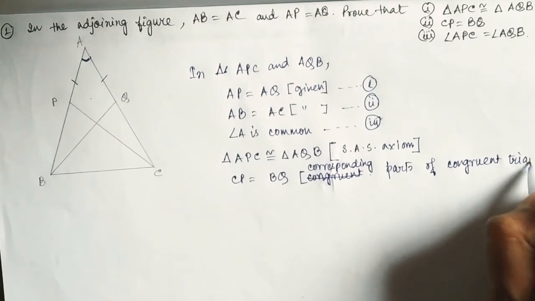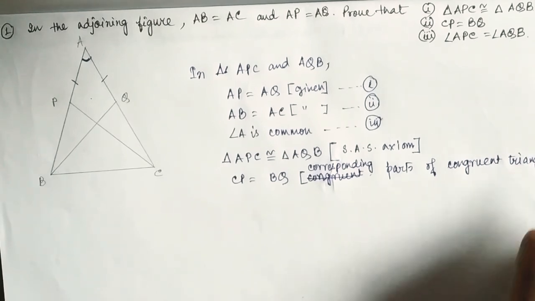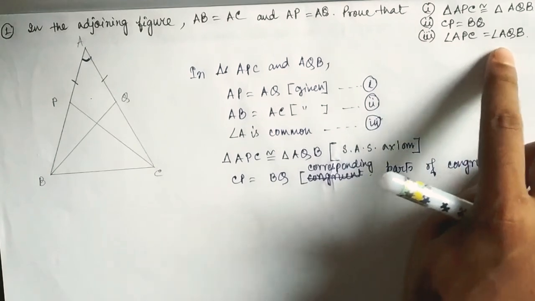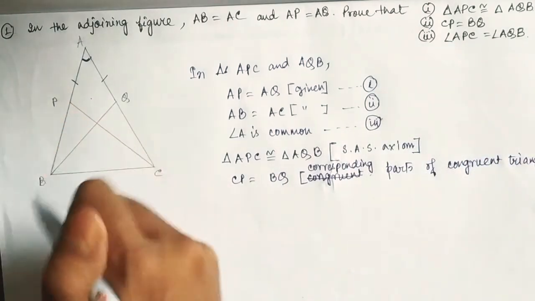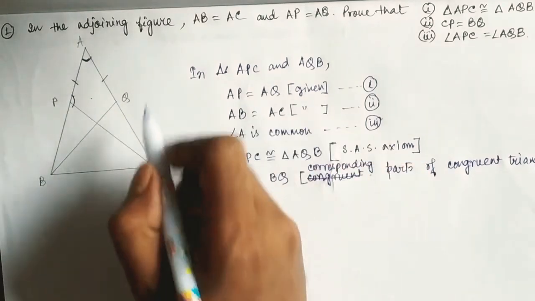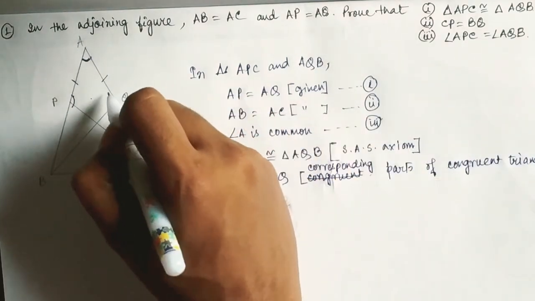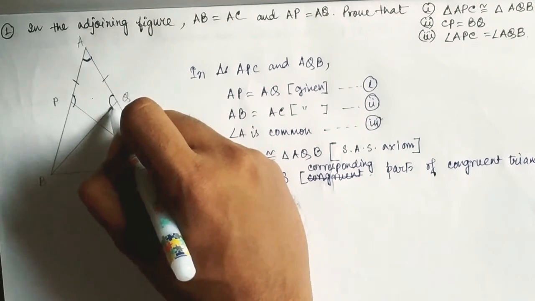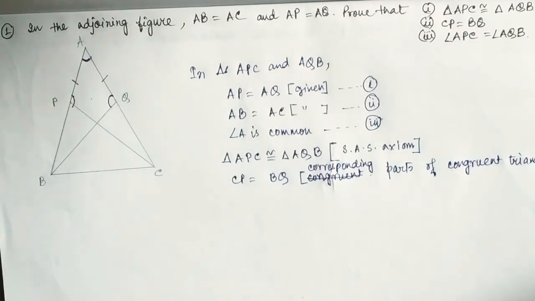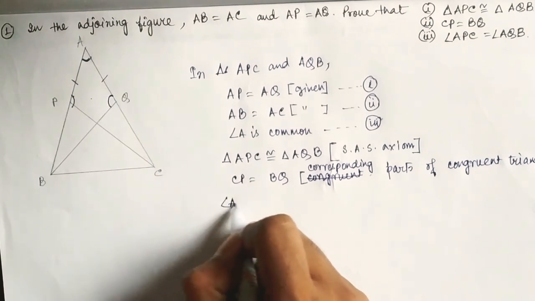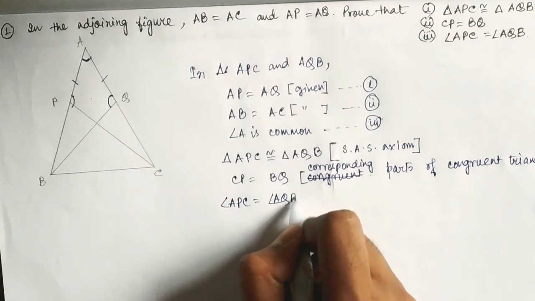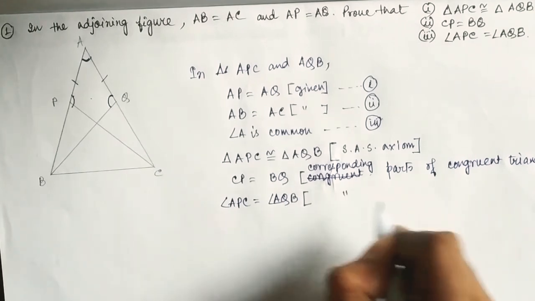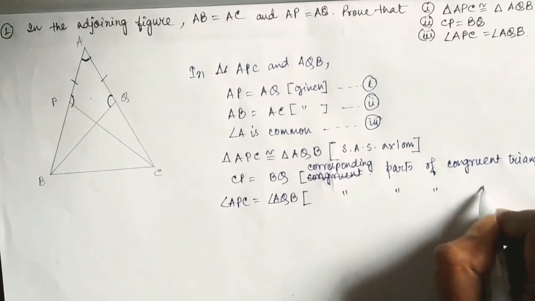Next, they have told you to prove that angle APC is the same as angle AQB. Now see, the position of angle APC in triangle APC is corresponding to the position of angle AQB in triangle AQB. So from here we can write angle APC equal to angle AQB, and the reason will be similar to the previous one.